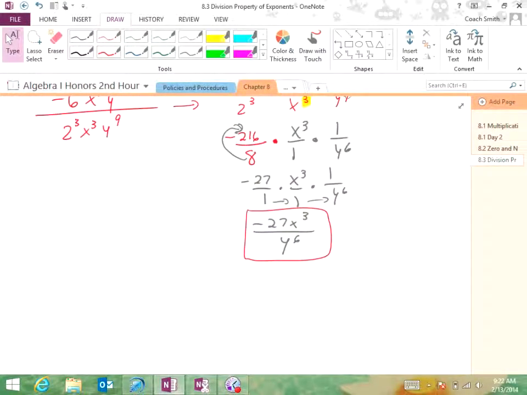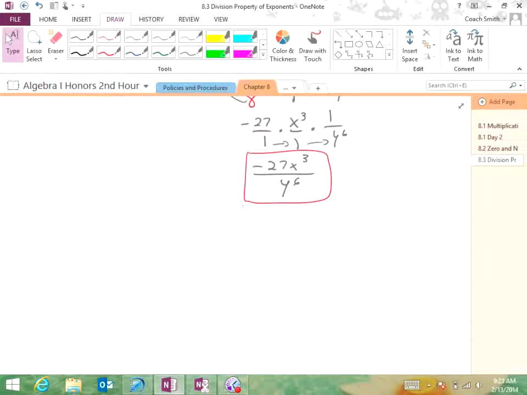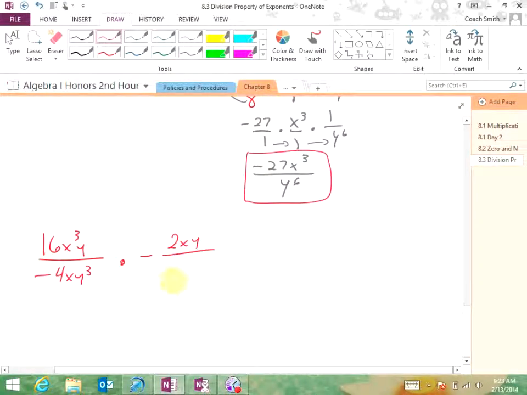You have to treat them as 3 individual fractions. Now, the confusing part. 16x to the third y over negative 4xy to the third times 2x, negative 2xy over, wow, is that another negative sign? Yeah. Negative x to the negative first.